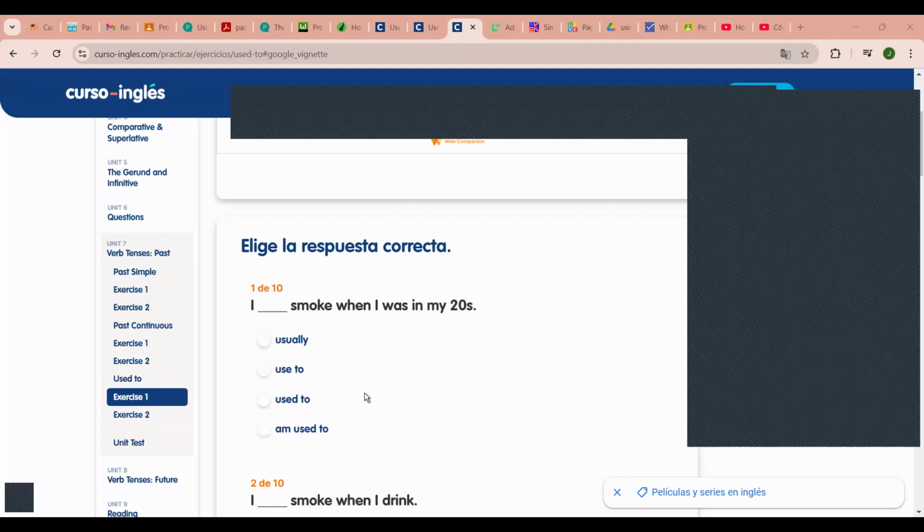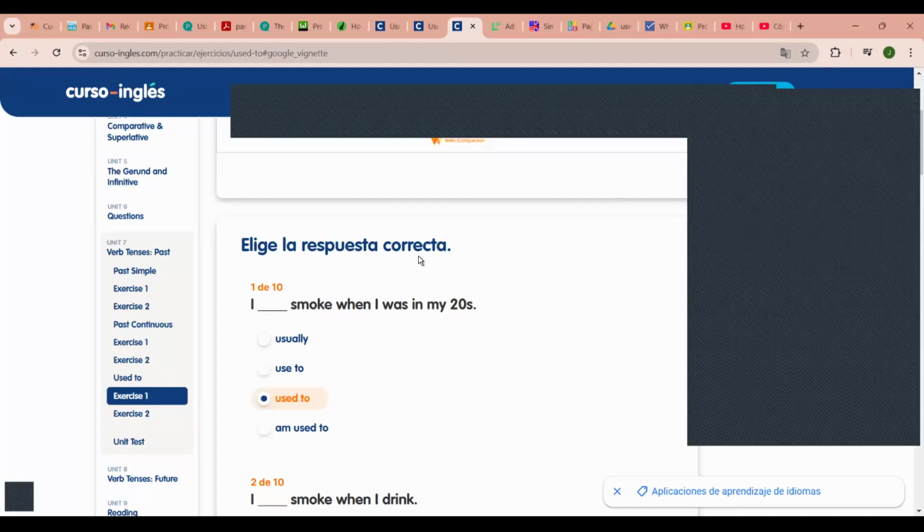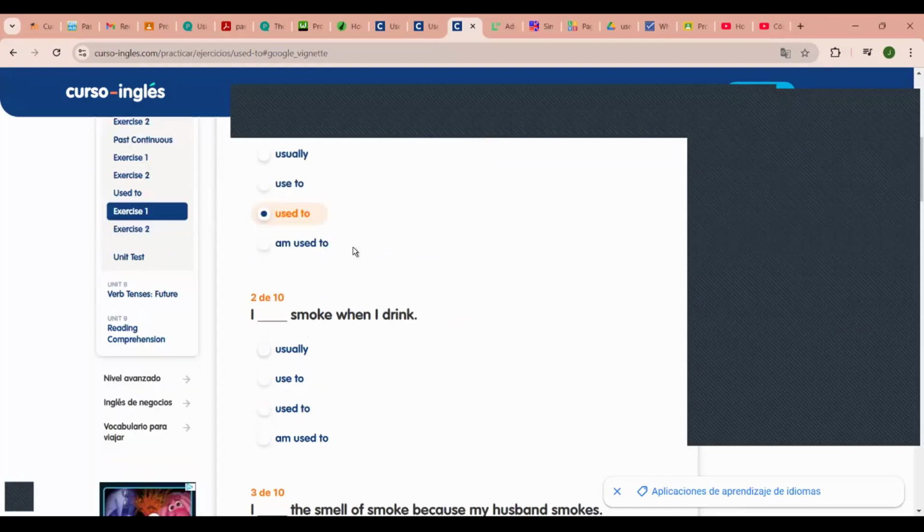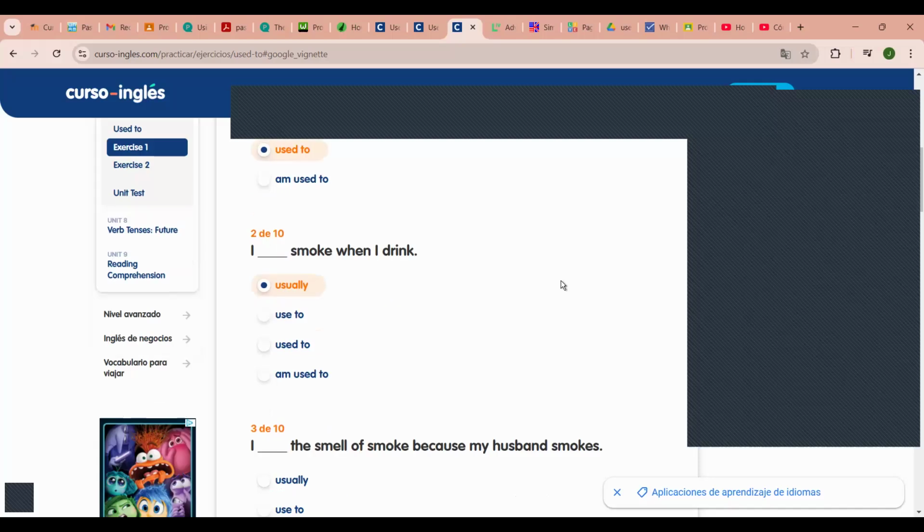Repeat. I used to smoke when I was in my 20s. Good. All right. So that's a past habit. This is a present habit, Fatima. What do we use for present habits? I usually smoke when I drink. Good. Current habit. All right.